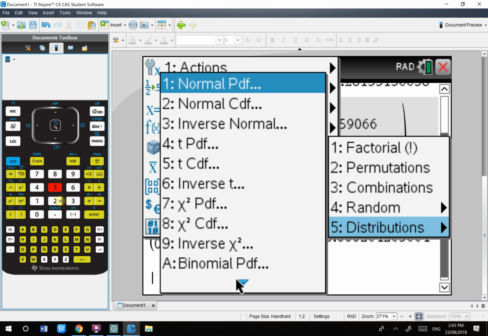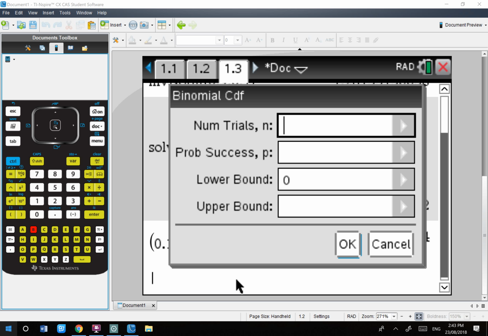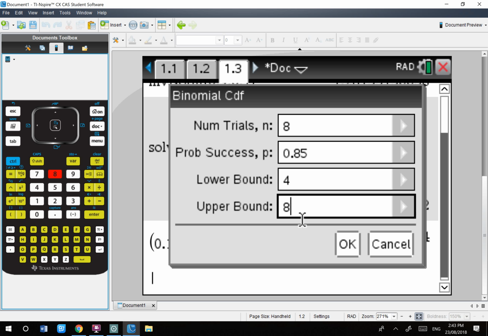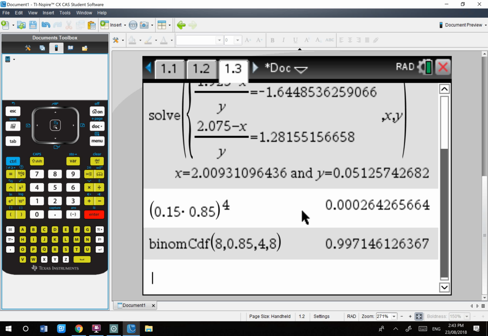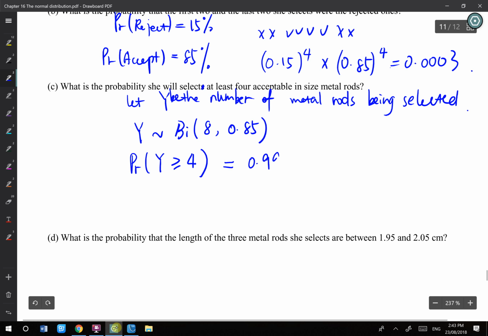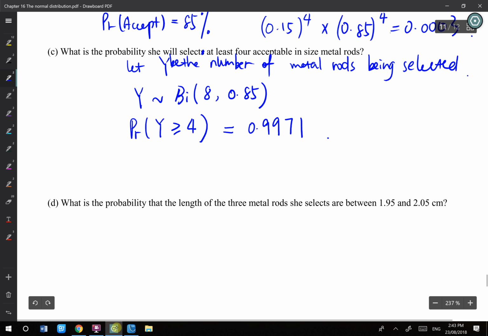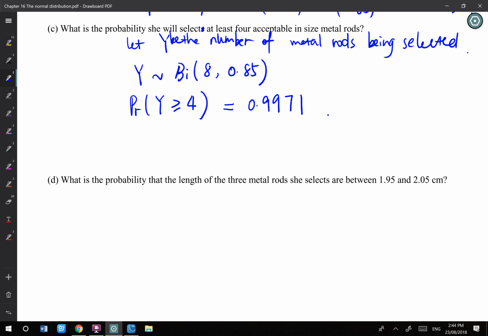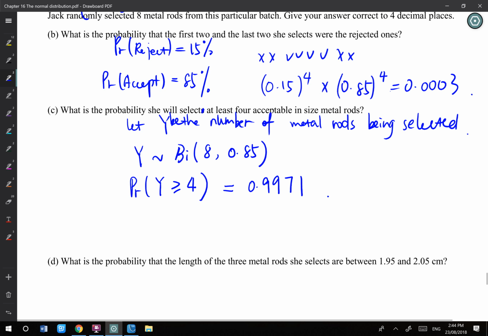So menu, 5, 5, B is the binomial CDF. I want 8 trials. Success rate on each one is 0.85. Lower bound is 4, and upper bound is 8. So to 4 decimal places it is 0.9971. Okay, so it's a high chance to get at least 4 accepted. I can have 4, 5, 6, 7, 8 accepted. So that's 0.9971. Okay, so that's for C.